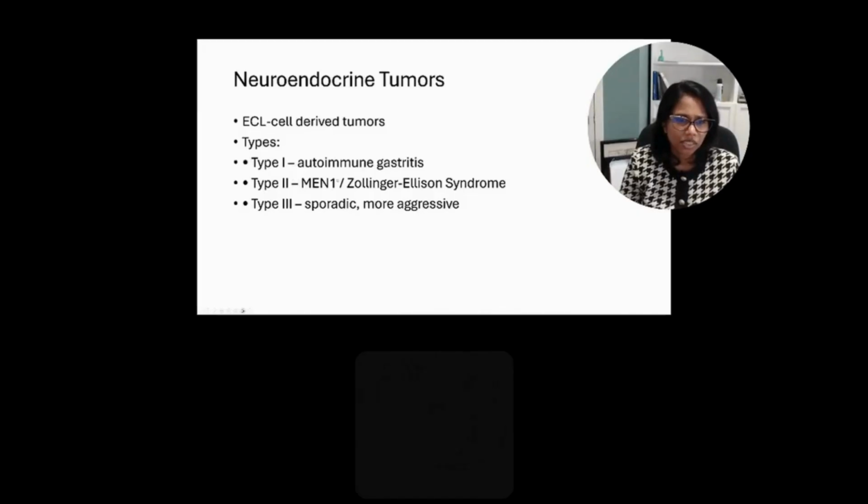Type 2 is usually seen in MEN1 syndrome, as everyone must know all the different types of tumors that arise from MEN1 syndrome, or Zollinger-Ellison syndrome. Typically both these syndromes result in the presence of gastrinomas elsewhere, usually in the pancreas, and there's a hypersecretion of gastrin, which stimulates the ECL cells, eventually resulting in a neuroendocrine tumor. And of course, the sporadic form, which has no association with either, tends to be more aggressive.